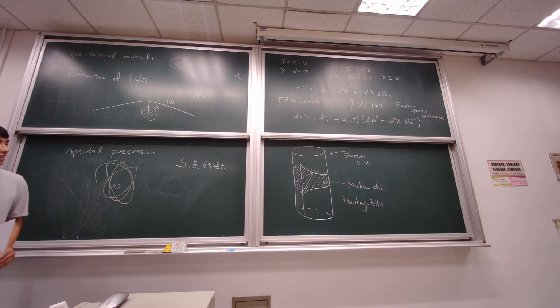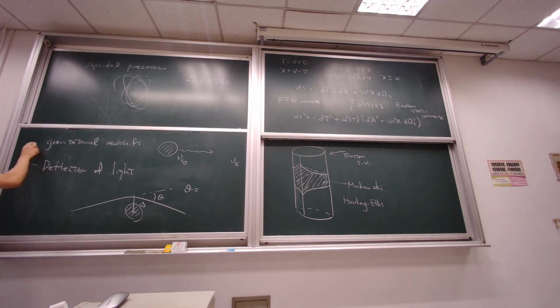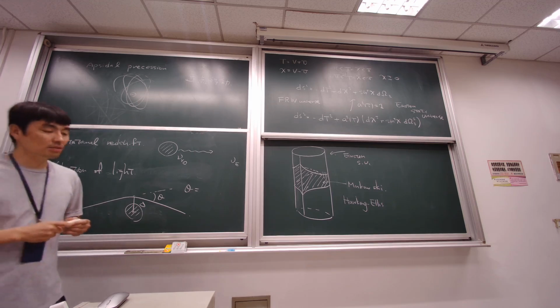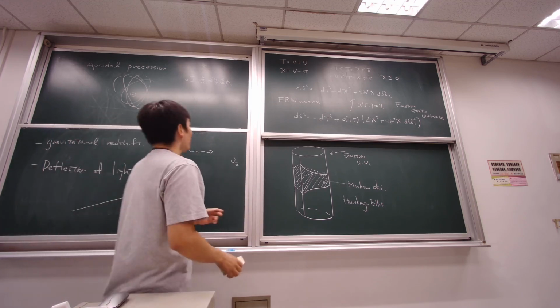Those we can learn by using the Schwarzschild metric. I'm moving on to today. I'm going to talk about Reissner-Nordstrom, but if you guys want, I can recap this one. I'm not sure if I should do that.